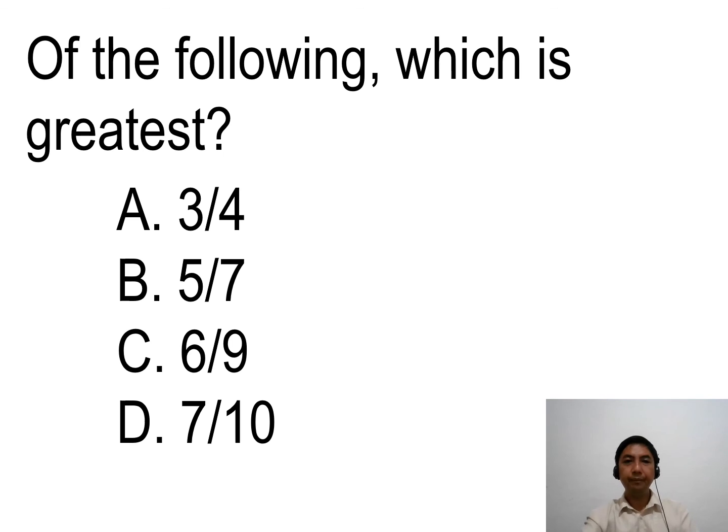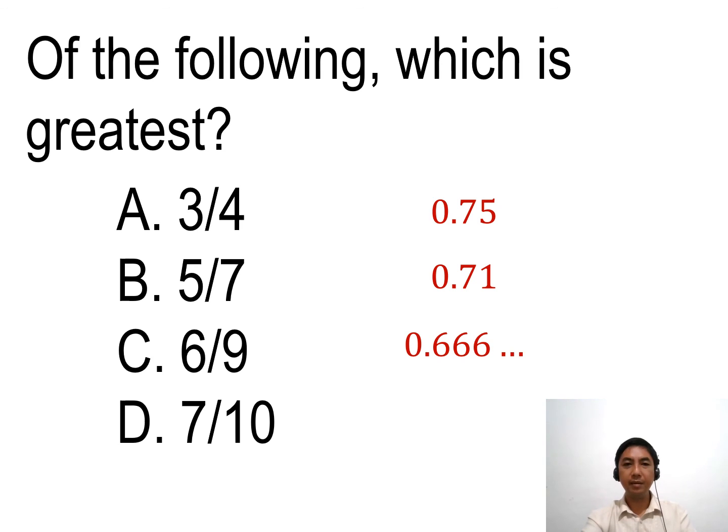Okay, next problem. Of the following, which is greatest? So, one of my solutions is just to divide the numerator by the denominator. For example, ang 3/4 is just equivalent to 0.75. 5 over 7 is just equivalent to 0.71. Ang 6 over 9 is just equal to 0.6666. And if you divide 7 by 10, it will give you 0.7. So, definitely and obviously, the greatest number is 3/4 or 0.75. Okay? So, that's it.